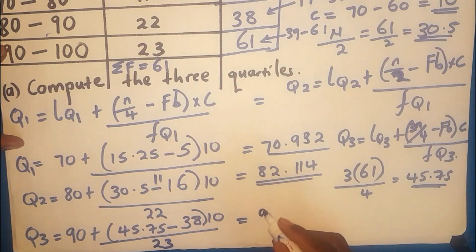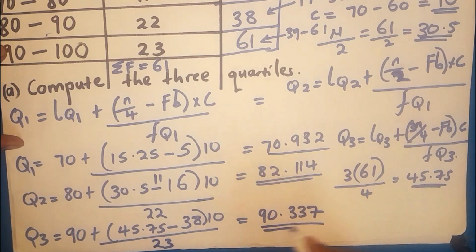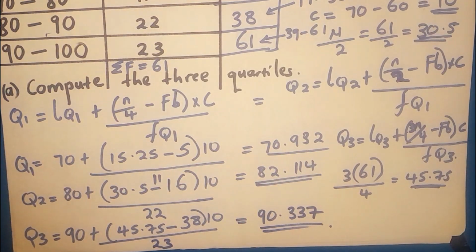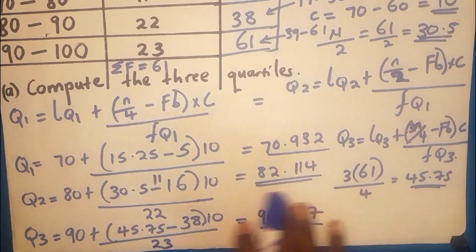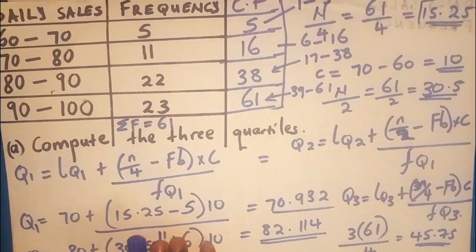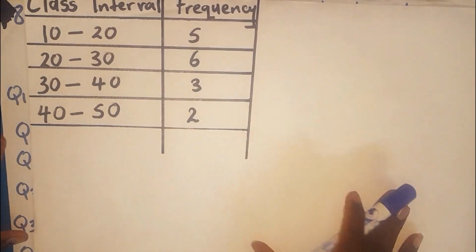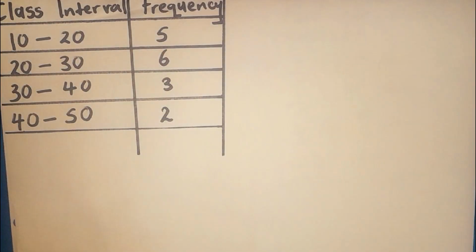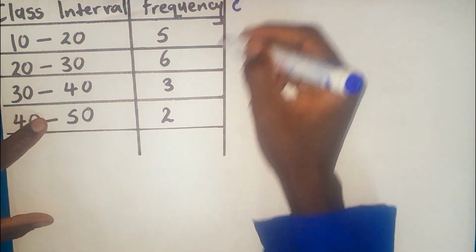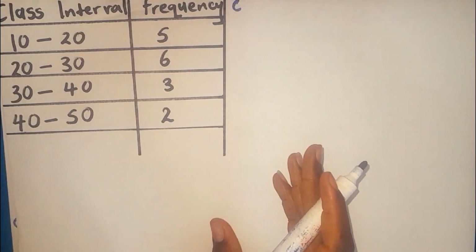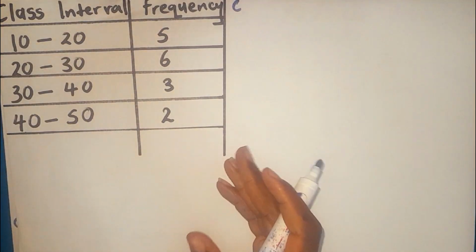Our answer here is going to be 90.337. So let us look at the second question, which is slightly different from this one. Here in this question, we are going to do the same. We are going to add our column. You can stop the video for some minutes and try to work out this example.